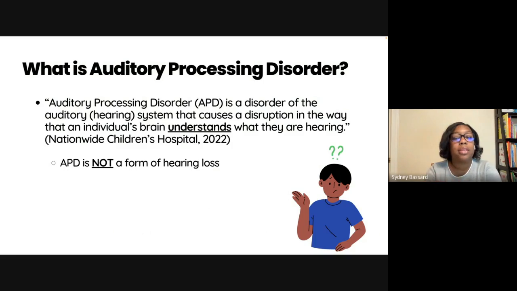So, expanding a little bit on what she talked about, and this is coming from Nationwide Children's Hospital, a working definition, but it's really thinking about not being able to fully understand what's being heard. But we want to be clear that APD is not a form of hearing loss. So, when you go to an audiologist, that's the only person who is licensed to make these types of diagnoses. They'll do a full hearing assessment first just to make sure that there is no underlying hearing loss there.